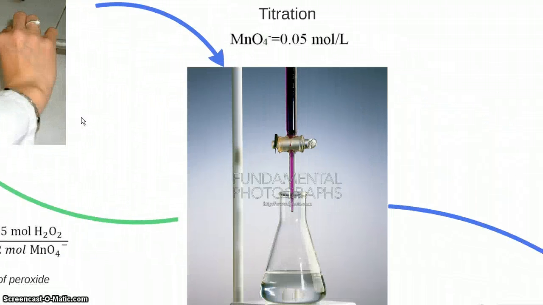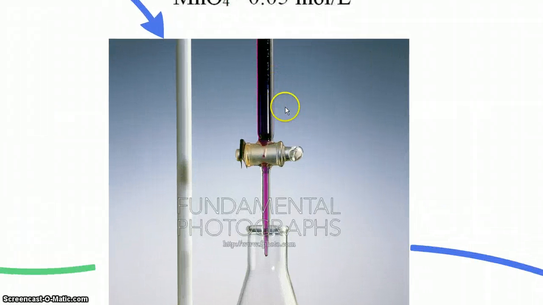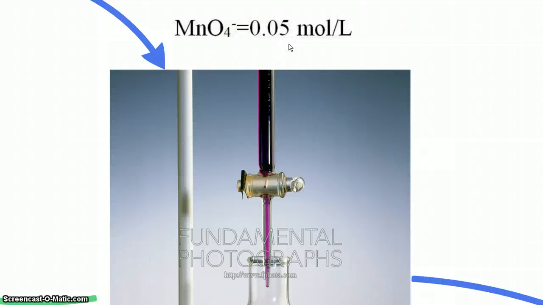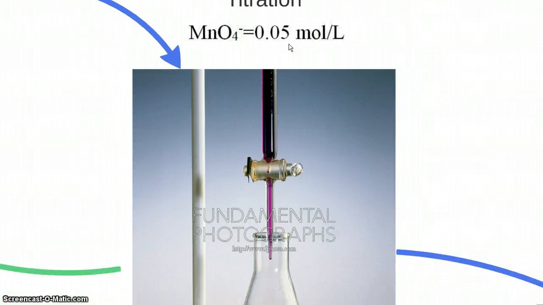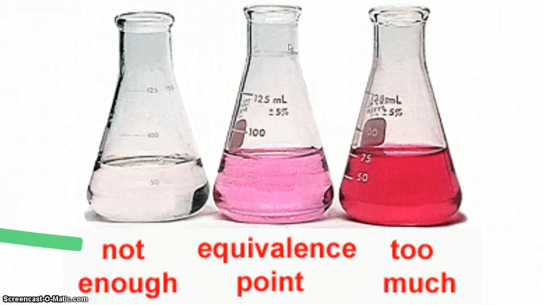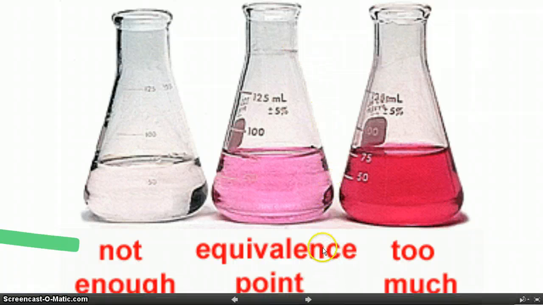We are going to put it in the conical flask below a burette filled with potassium permanganate solution with a concentration of 0.05 moles per liter. This is a known concentration of permanganate. We're going to be adding permanganate solution until the equivalence point is reached. The equivalence point is the point at which the solution gets slightly pink, not very much and not colorless.